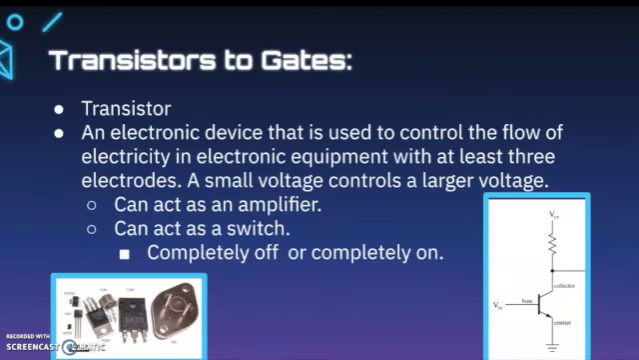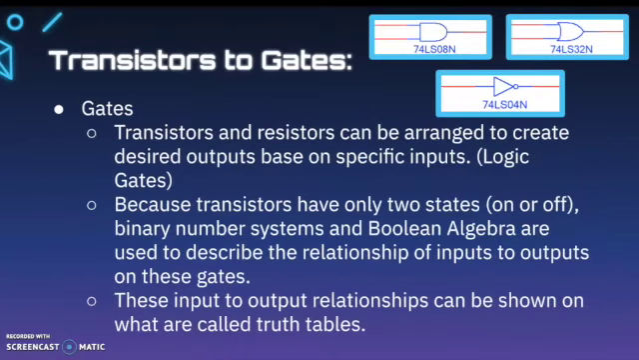So how do we get to digital components? The transition from analog to digital components began with transistors, which are electronic devices that are used to control the flow of electricity in electronic equipment with at least 3 electrodes. A small voltage controls a larger voltage, so it can act as an amplifier or as a switch. A transistor is completely off or completely on.